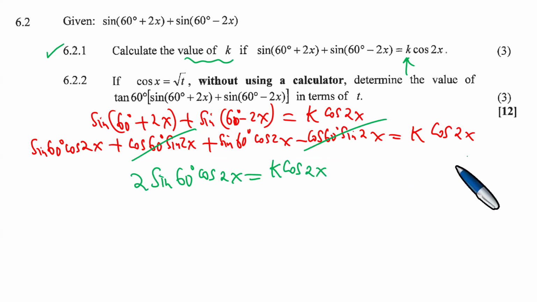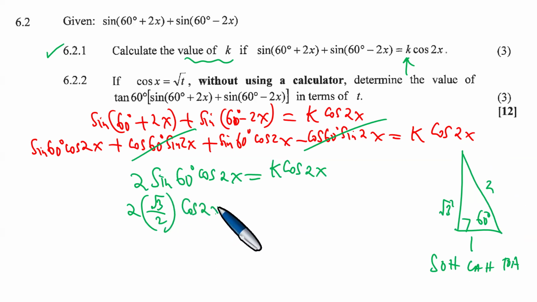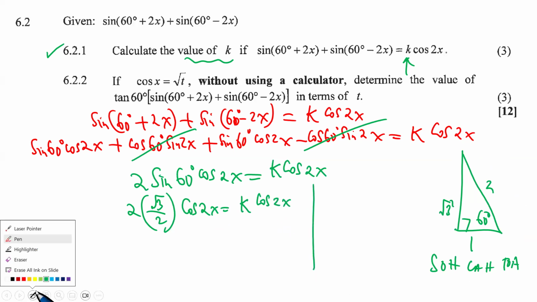And I agree with you, Neo, that at this point the sine of 60 is the square root of 3 over 2. In view of the special triangle, sine of 60 is the same as opposite over hypotenuse. So sine 60 is the square root of 3 out of 2, and 2 times that times cosine 2x equals k cosine 2x. What do we do next?